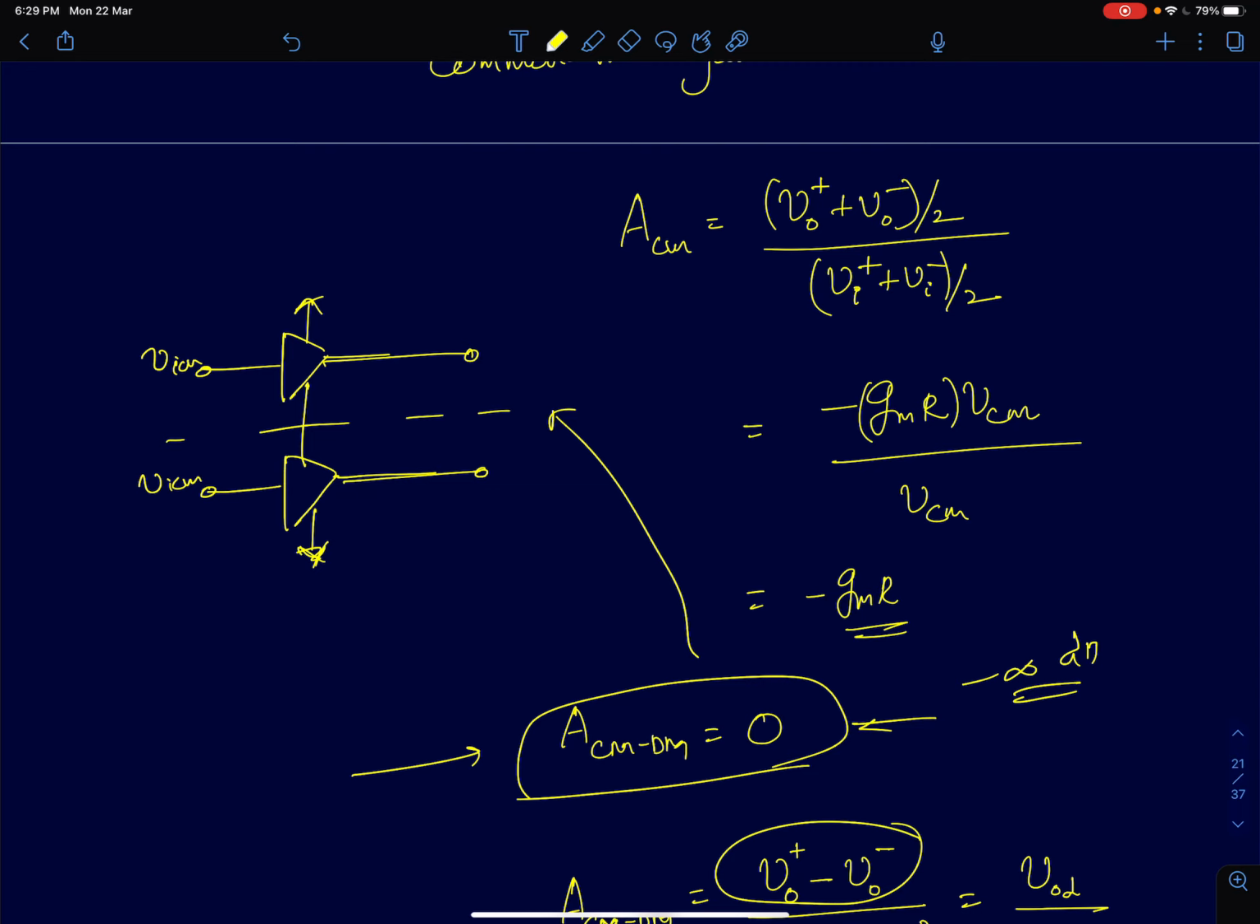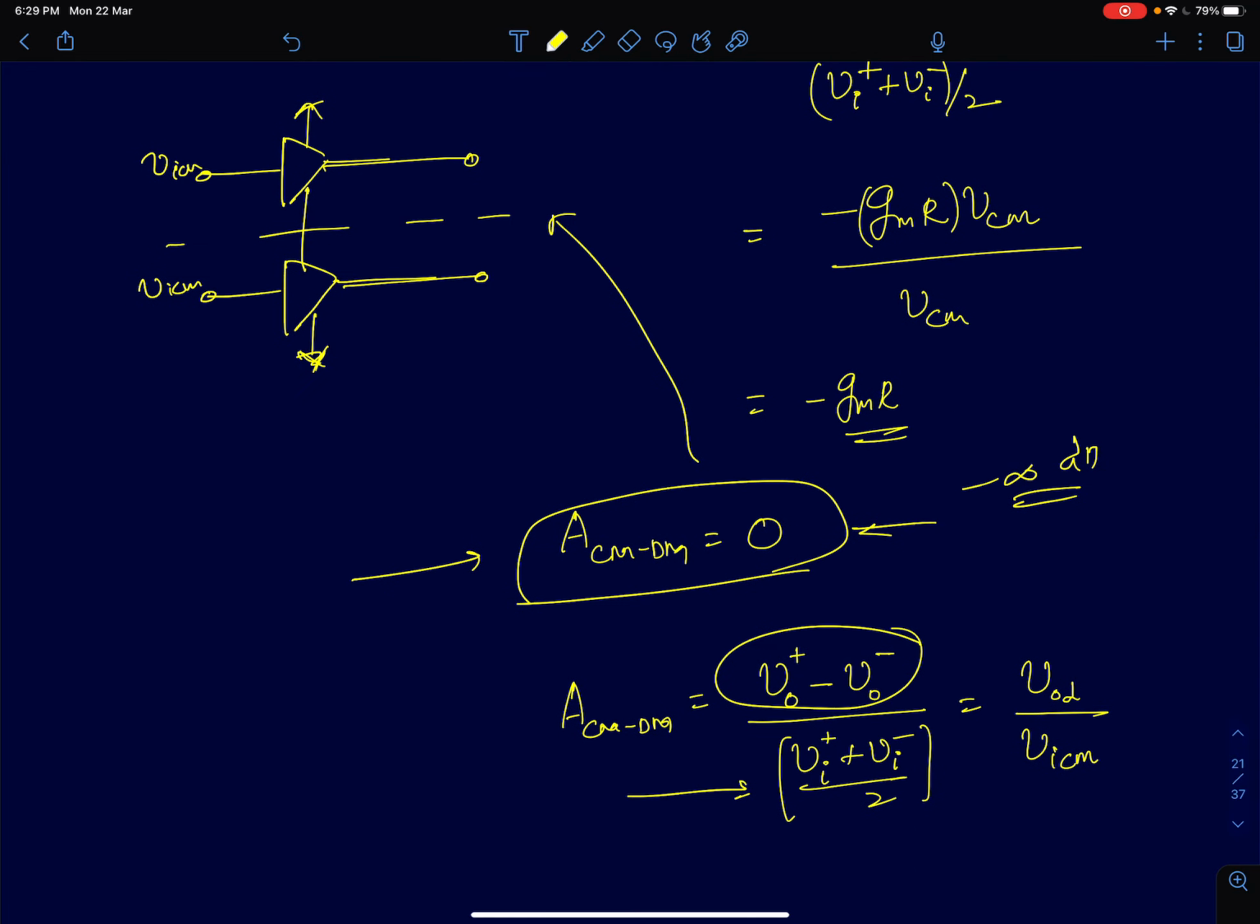So in the next lecture, I'll take a few more examples and solve and find these gains, and then we will introduce the idea of differential half circuits, which will enable us to solve the problems much faster.